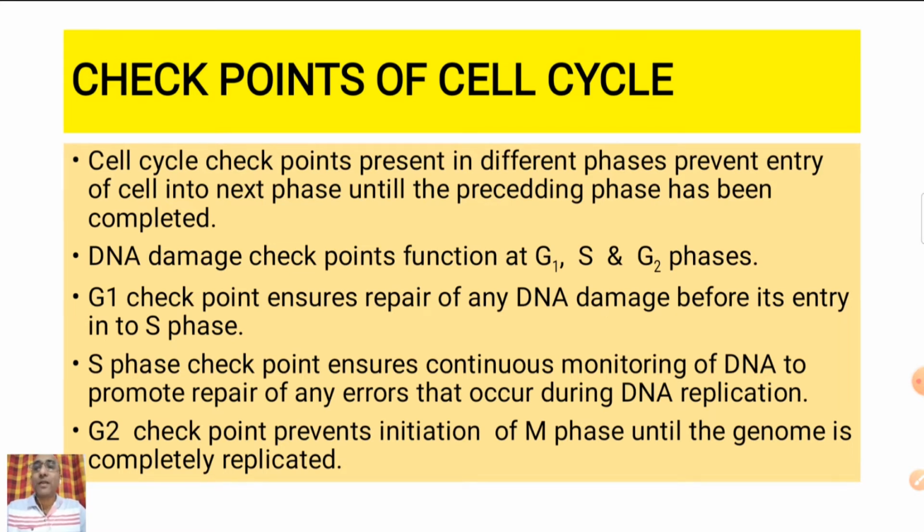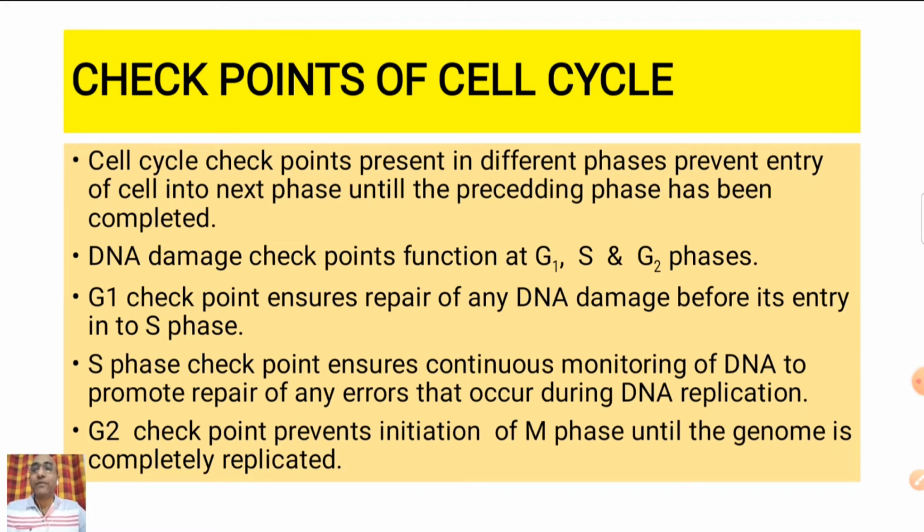So let us know what the checkpoints of the cell cycle are. Your cell cycle has many checkpoints at different phases. What the checkpoints do is prevent the entry of the cell into the next phase if the previous phase has not been completed. If the previous stage has not been completed in a proper way, it does not allow the cell to enter into the next stage.